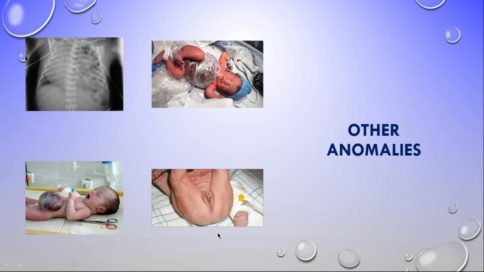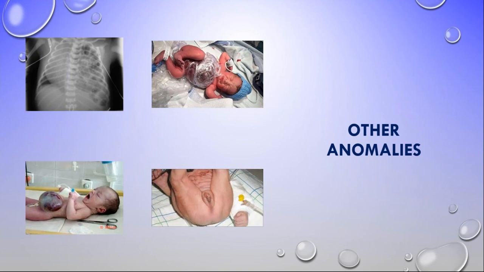This baby here is missing an anus. So what they would do with this baby long term is they would give it a colostomy, and then later go in and actually make the anus. In most instances, that is what occurs.